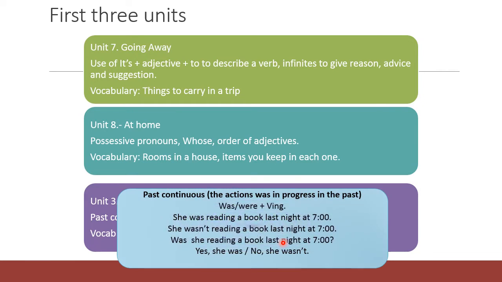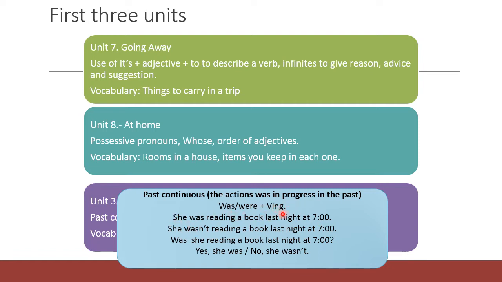So talking about the grammar, past continuous. Remember that past continuous refers to an action that was in progress in the past. The structure is the verb to be in past, was for singular, were for plural, plus the verb ending in ing.